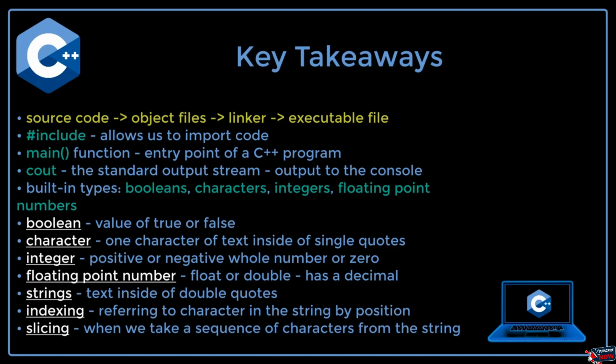There are 4 main built-in types provided by the C++ programming language, which are booleans, characters, integers, and floating point numbers. A boolean is a variable that can be one of 2 values, true or false. A character is one character of text inside of single quotes. An integer is a positive or negative whole number, or 0. And a floating point number, like a float or double, has a decimal point in its value.